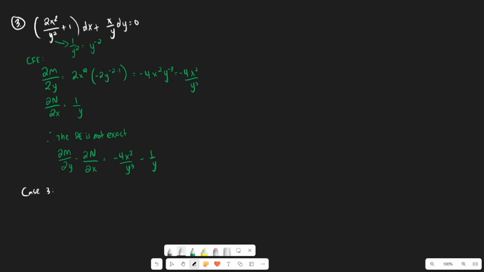Case 3 indicates that phi is equal to x raised to m, y raised to n, such that m and n are in the set of integers, where the partial of M with respect to y minus the partial of N with respect to x is equal to the small m big N over x minus the small n big M over y.